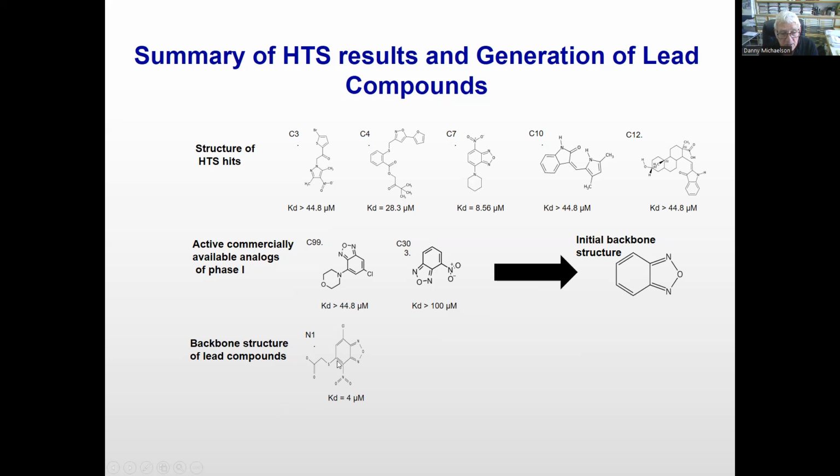our best hit to date, which is N1, with a KD of 4 micromolar. And we get a general scheme of the ligand that we're looking for, with two rings down here and two groups, R1 and R2, to be discovered or to be optimized.